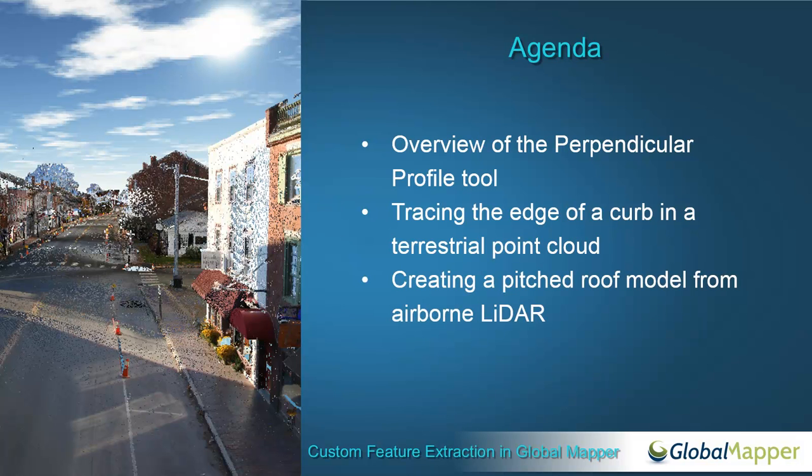And we're going to use a small section of that to delineate, as I said, the edge of our curb. We're then going to use this same function, the same basic process, but we're going to generate a building model, a pitched roof building model. Essentially, we're going to create two separate 3D polygons representing the roof of a building. Again, in this case, it's using some airborne LiDAR.